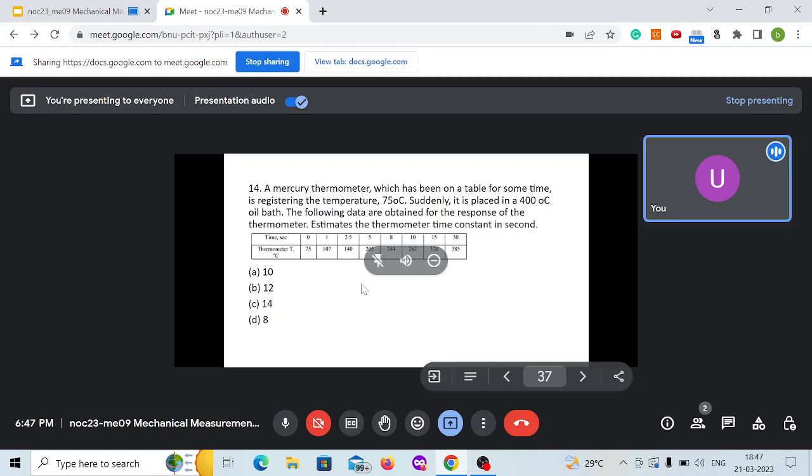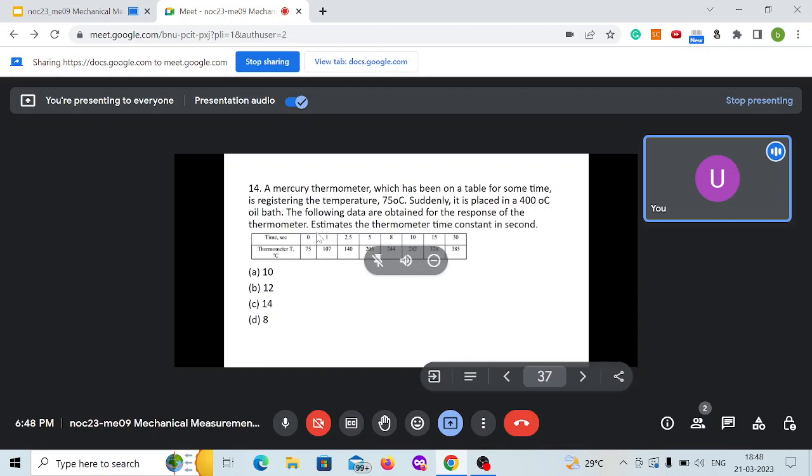The time here is given in seconds and temperature is in degrees Celsius. At 0 it is 75, at 1 it is 107, at 2.5 seconds it is 140, and so on and so forth. At 30 it is 385 degrees Celsius. After some more time, it will be 400, or close to 400. So we have to estimate the thermometer time constant. We have been asked to find the time constant, so we have to estimate it from here.